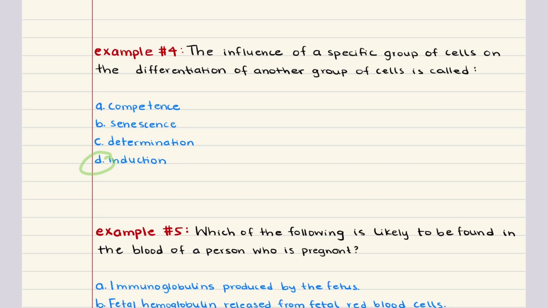Let's go over the other terms here. Competence, which is choice A, refers to a cell's ability to respond to a signal, not the signal itself. Choice B is the process of aging or loss of cell division potential. Choice C, determination, describes when a cell's fate is locked in, even if it hasn't visibly changed yet, but that fate was likely set by induction. So while related, none of these fit as directly as induction, which makes problem 4 D.